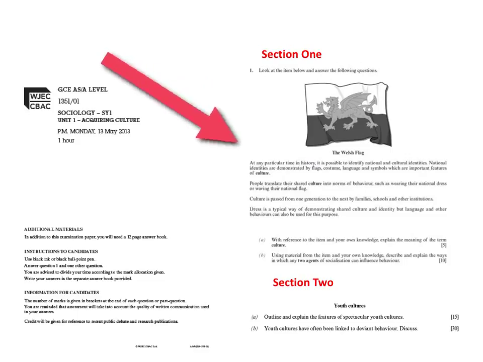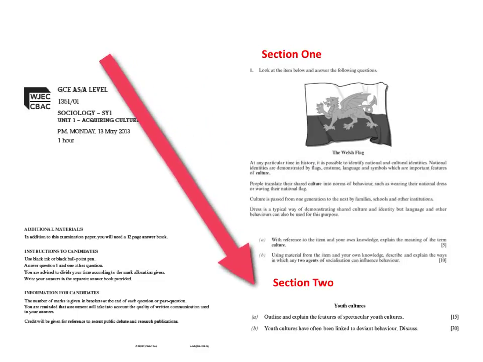But the focus of this screencast is on section 2, which features the youth culture topic, and there are 45 marks in total available for this section of the exam, and as it's a minute a mark, that means that you need to spend 45 minutes of your hour in total on section 2 of the exam.